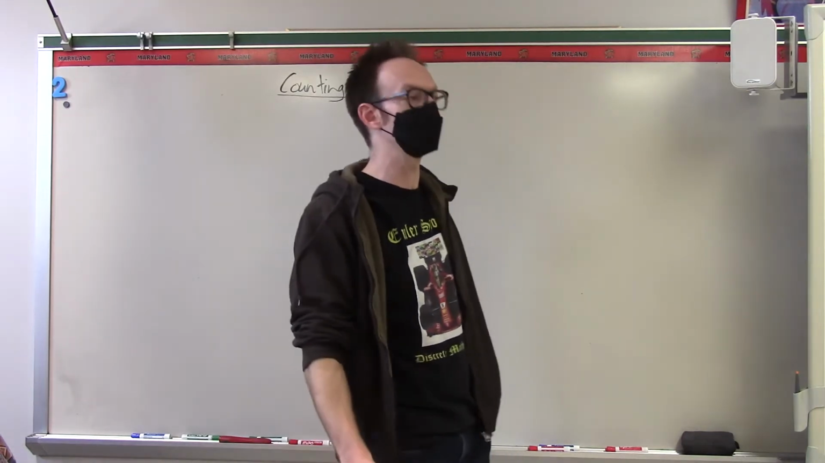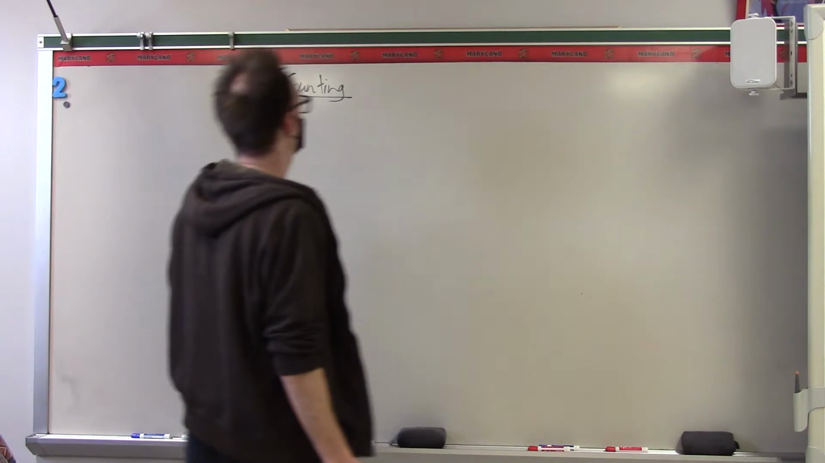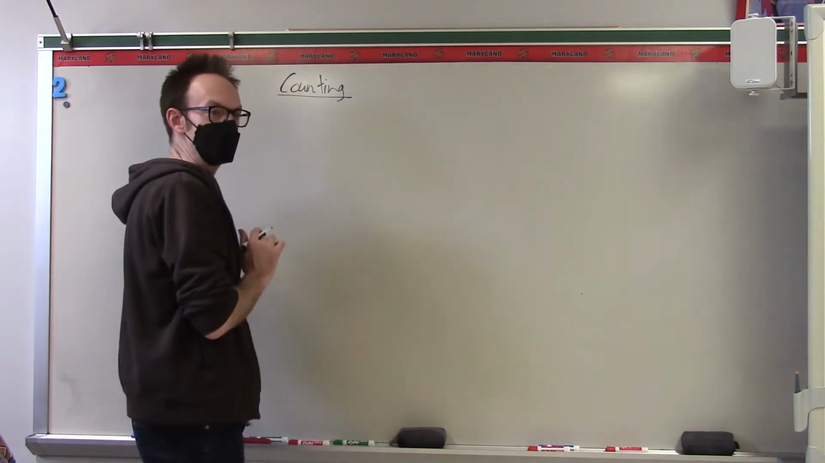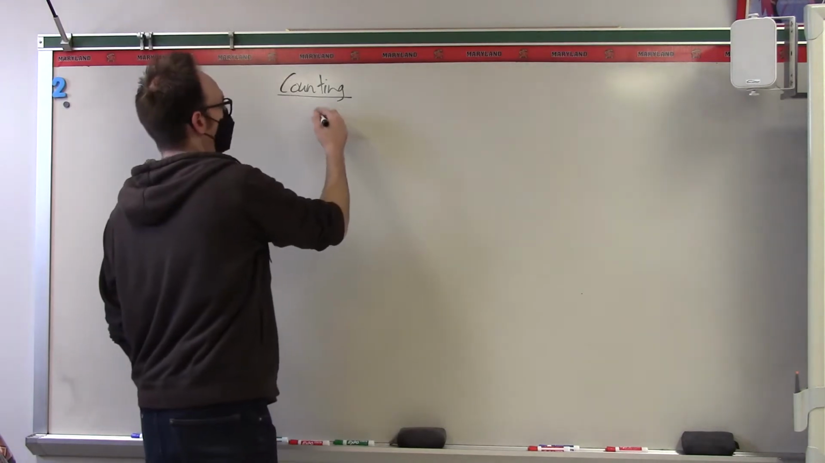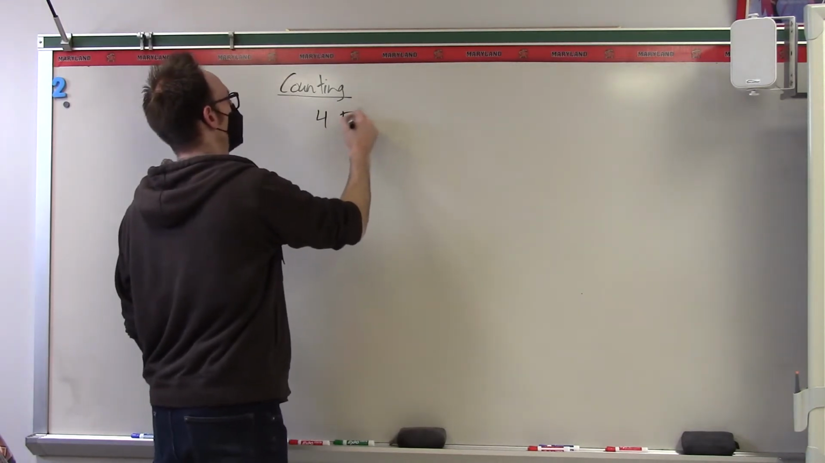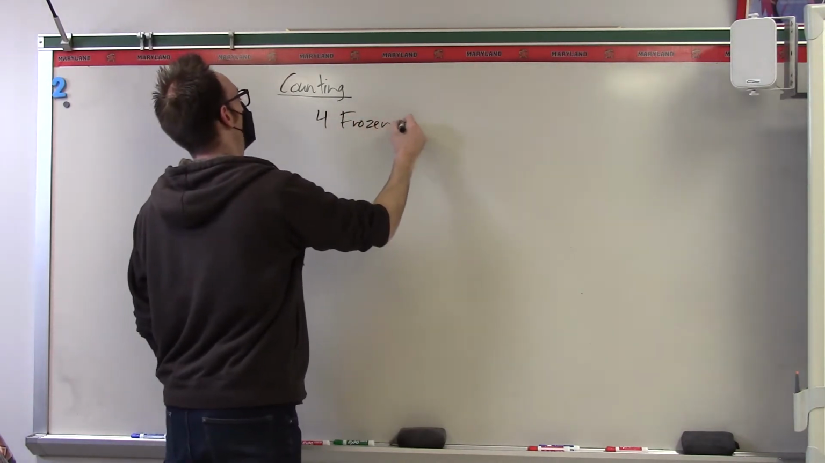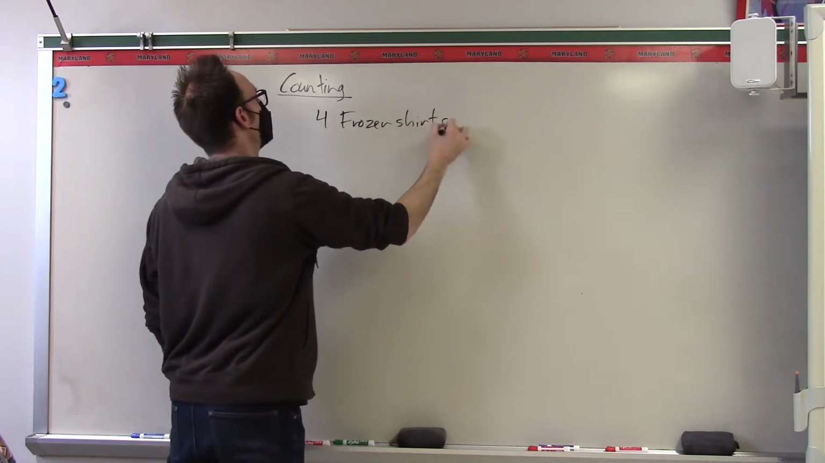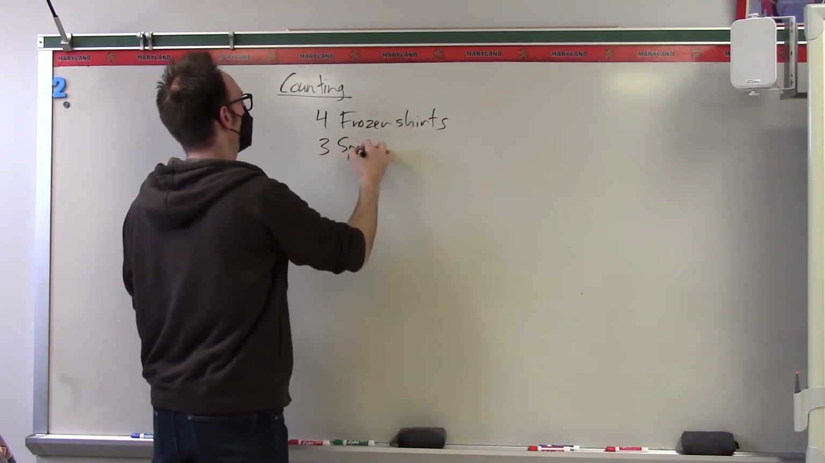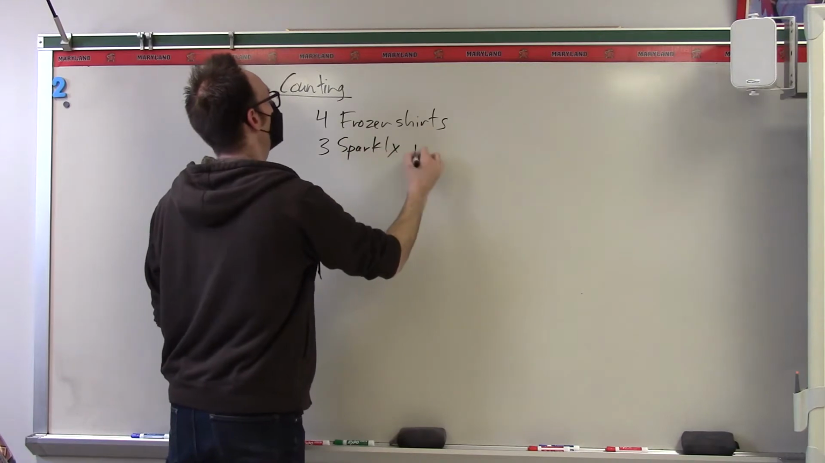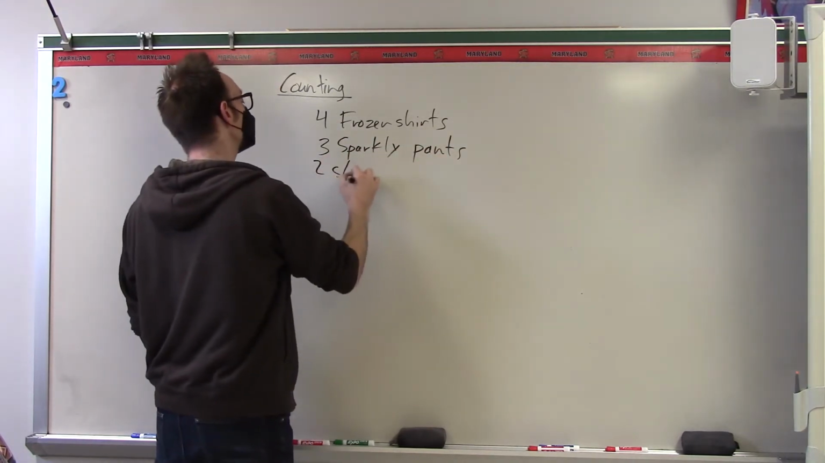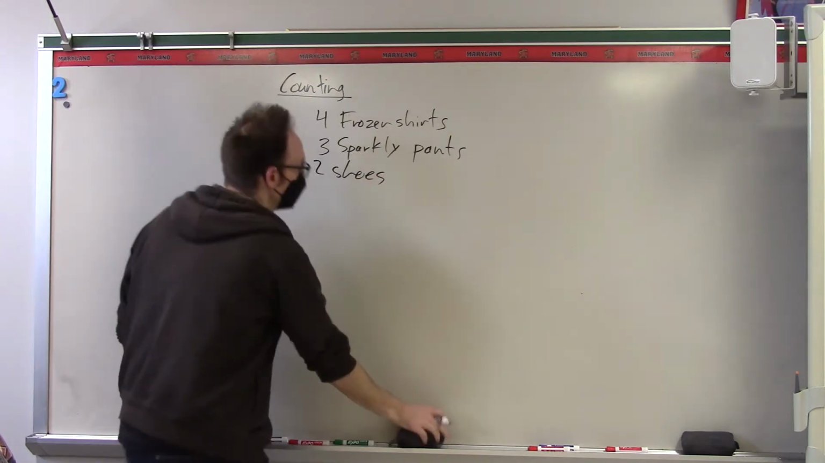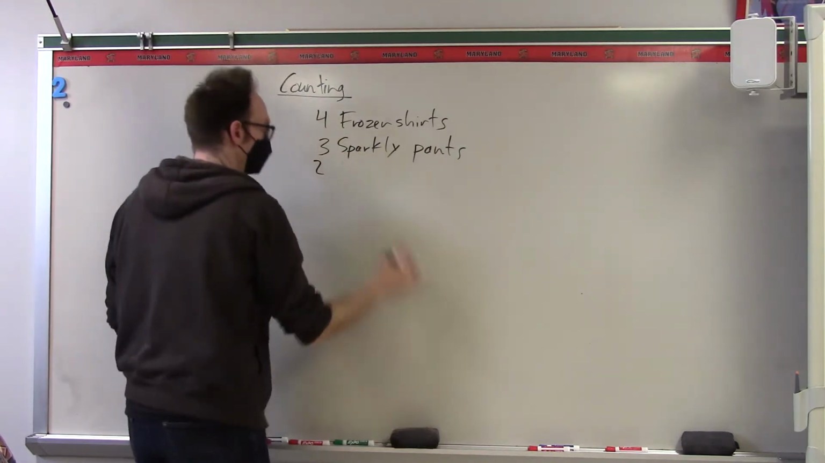Let's do a little warm-up fake story. Suppose we are going to dress a toddler, like my daughter. She has 4 Frozen shirts. And she has 3 sparkly pants. And she has 2 pairs of shoes. How many outfits does she have?